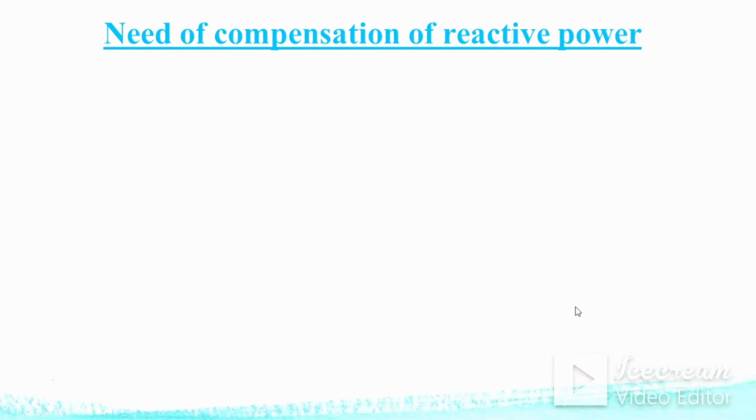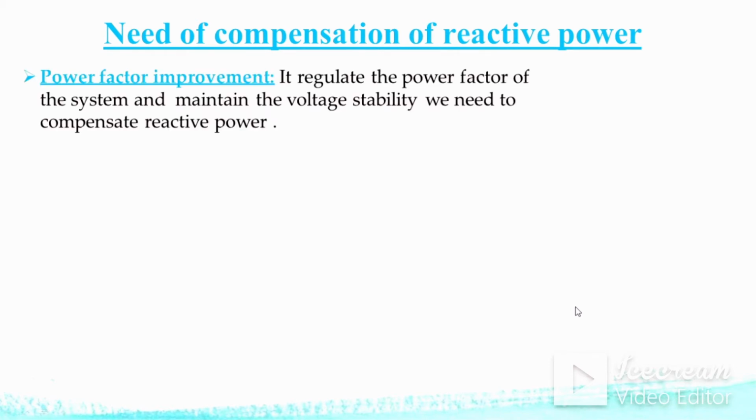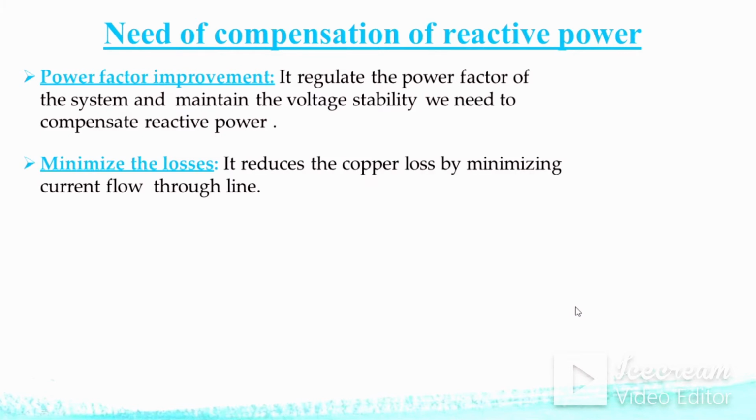So, the need for compensation of the reactive power. The first one is power factor improvement. When the reactive power is managed or compensated, it regulates the power factor of the system and maintains the voltage stability. We need to compensate this reactive power for improvement of the power factor. It also minimizes the losses. When we compensate the reactive power, it reduces the copper losses by regulating the flow of current through the line.